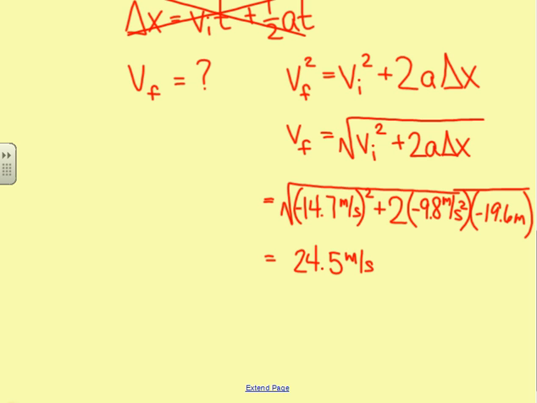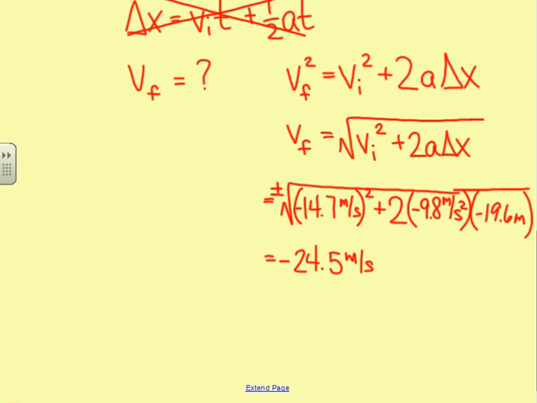Now remember, in the last problem, I said that in math class we put a plus or minus out front of the radical. In physics class, we have to decide that direction. Right before it hits the ground, is it moving up or down? Hopefully you answered down. So that means that this final velocity should be negative.